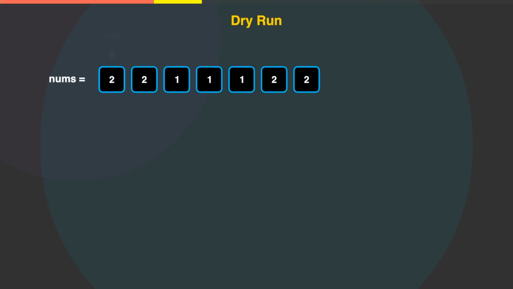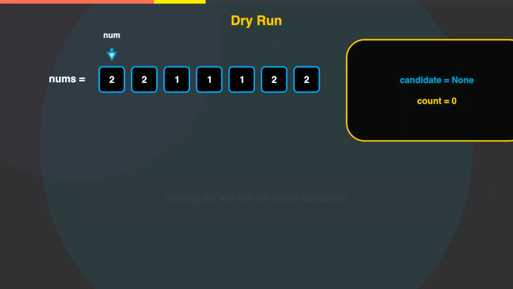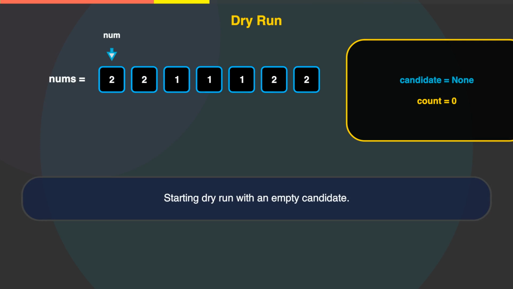Now, let us walk through the dry run. This is where the logic truly comes to life. Look at our array on the screen: nums equals 2, 2, 1, 1, 1, 2, and 2. Notice the variable tracker box. It will keep track of our candidate and our count as we scan the array from left to right. Currently, candidate is none and count is 0. At index 0, the value is 2. Since our count is 0, we assign 2 as our candidate and set the count to 1. Look at the tracker: candidate is now 2 and count is 1.